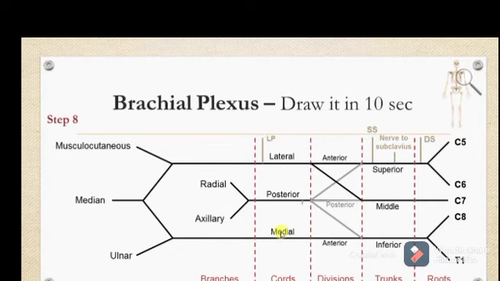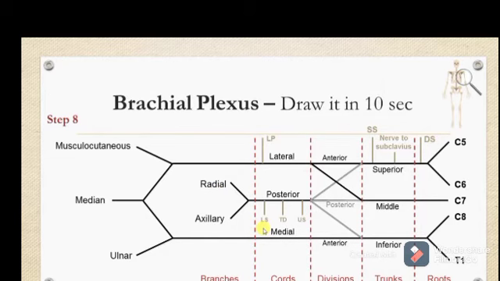Now for the posterior cord, you remember the word STAR, right? S was for subscapular nerve, and here is the upper subscapular nerve and the lower subscapular nerve, and T was for thoracodorsal nerve, and here it is. And of course, here is the axillary nerve and radial nerve.